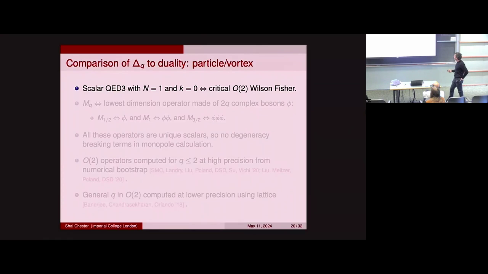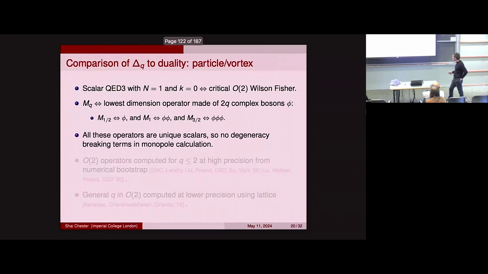So in this duality, one is trying to compare a monopole of charge Q on the scalar QED3 side to the lowest dimension operator made out of two Q complex bosons on the Wilson-Fisher side. To give an example, the lowest charge monopole should be dual to a single scalar in the Wilson-Fisher. The second lowest charge monopole is like two scalars. The third lowest charge is like three scalars, etc. Very simple correspondence. All these operators are unique scalars, which makes life a little simpler.